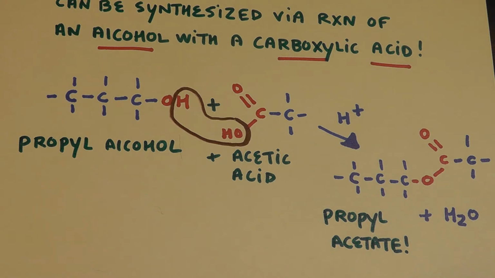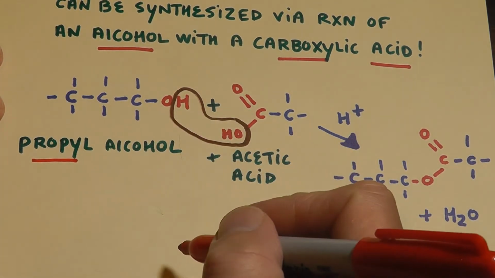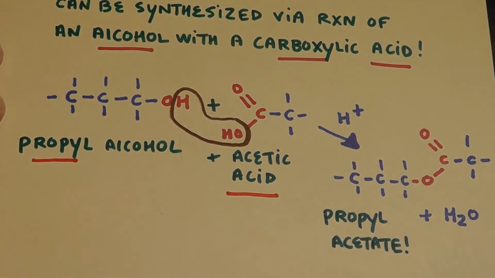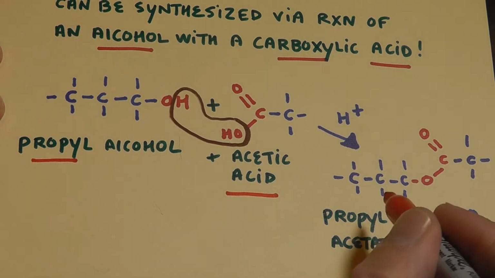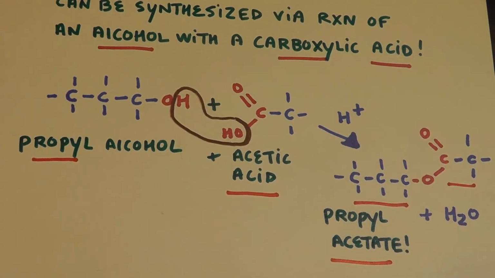So now let's talk about how we got the name. You take the part of the name that came from the alcohol, and now you have to use the old school style of naming things. So instead of calling this 1-propanol, we just call it propyl alcohol. And instead of calling this ethanoic acid, we're going to use the old school names and call it acetic acid. And now you get propyl acetate. So it's really simple. You just smash the names together. You lose the term alcohol, and then you also lose the term acid.